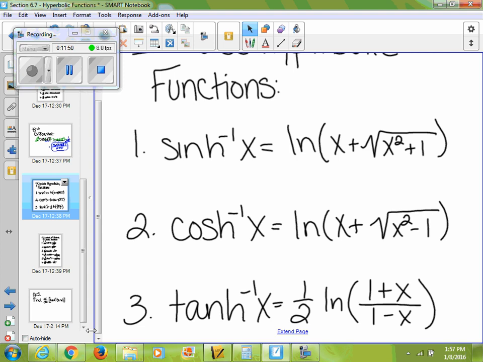Okay, so for number 1, the inverse hyperbolic sine function is equal to the natural log of x plus the square root of x squared plus 1. The inverse hyperbolic cosine function is equal to the natural log of x plus the square root of x squared minus 1. And the inverse hyperbolic tangent function is equal to 1/2 times the natural log of 1 plus x divided by 1 minus x.